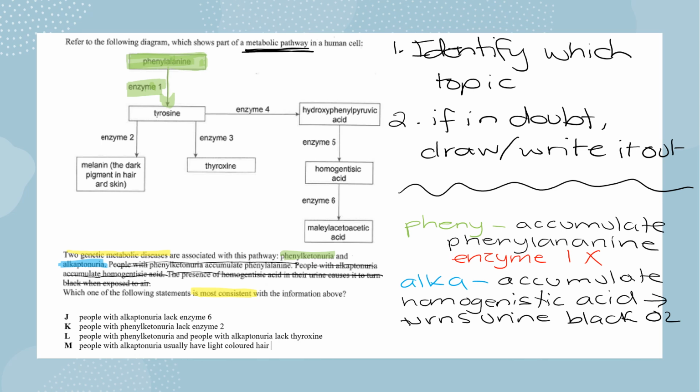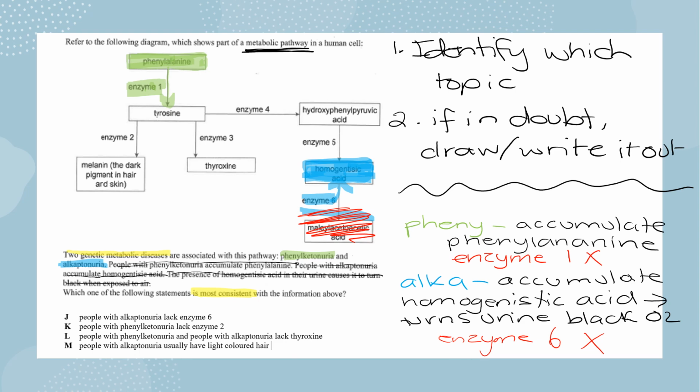So alkaptonuria accumulates homogentisic acid. Okay, so that is this one here. It means that we get all the way from enzyme 1 to enzyme 5, which breaks it down to this. But past that point, we're accumulating this, right? So past this point, it's not breaking down or building up anymore to this point here. Okay, so enzyme 6 mustn't be breaking this down. So I'm going to say enzyme 6 isn't working. Okay, so at this point, we're not going to get past there.